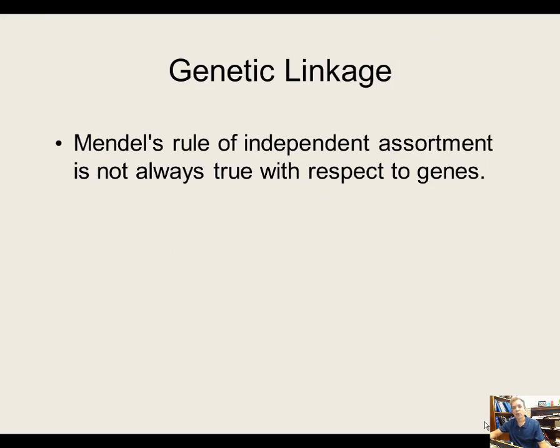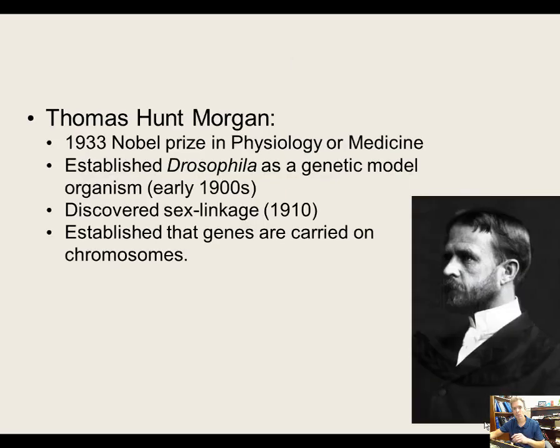Genetic linkage is the case when independent assortment fails, when genes are not on different chromosomes. In fact, genes can be on the same chromosome. The discoverer of linkage is Thomas Hunt Morgan, one of the founders of modern genetics. He established Drosophila as the model system. He discovered sex linkage in the early 1900s, and he established that genes are carried on chromosomes, so a pioneer in the field.